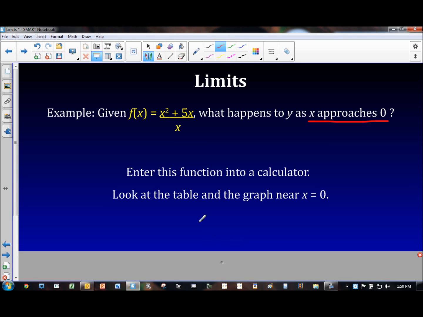So we're going to have to go back to what we did on the first example, and we're going to have to plug it into a calculator. Take your calculator and plug in the function x squared plus 5x all over x, and make sure you're using your parentheses and fractions properly so that the function looks like it's supposed to. And look at the table and the graph near x equals 0. And pause the video, do that, and we'll see what happens.